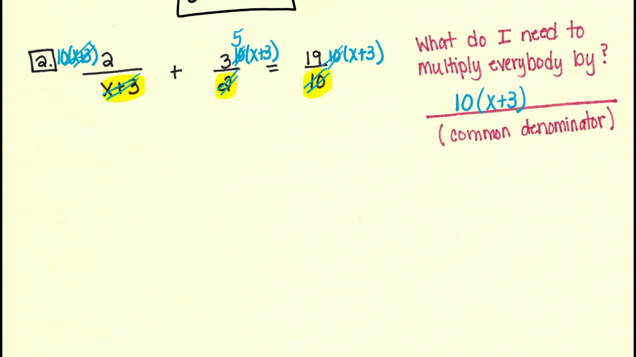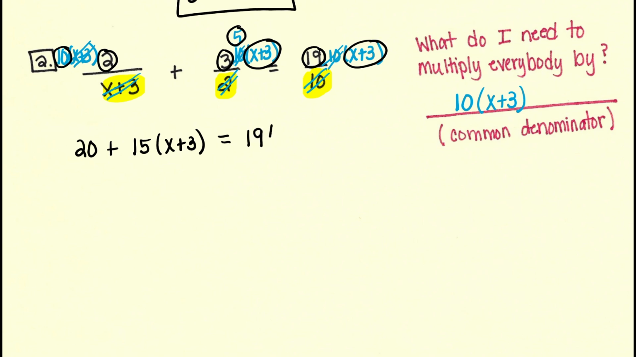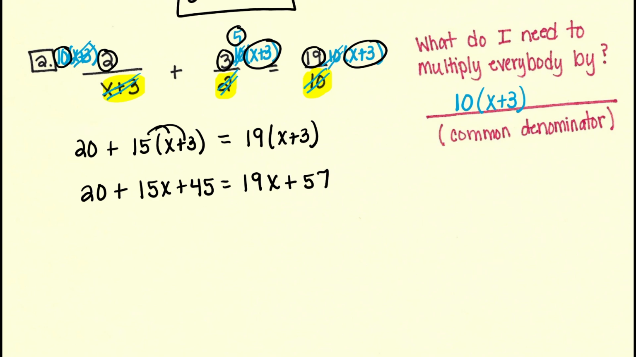All right, let's see what we're left with. You have a 10 times a 2, which is 20, plus you have 3 times 5 times x plus 3. So that gives me 15 times x plus 3. Equals, and then you have 19 times x plus 3. So I'm going to solve the equation. 20 plus, distribute your 15. 15x plus 45 is equal to 19x plus 57.